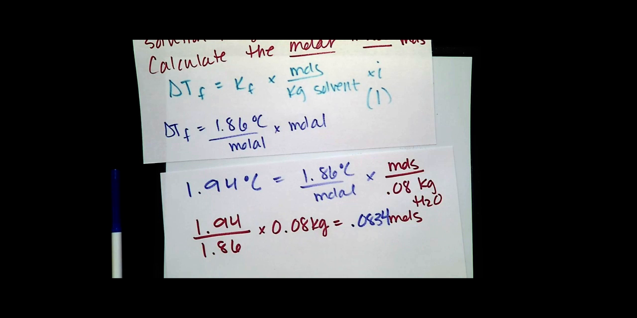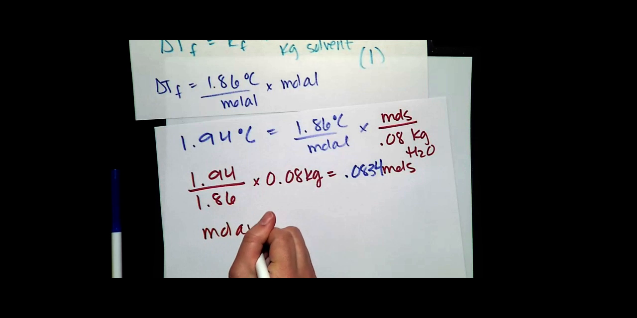You could do this with a freezing point. You could see a problem where you need to use boiling point or osmotic pressure. You could use a number of different problems to solve for moles. You could even use the ideal gas law in some problems. Just remember, we're solving for the number of moles.